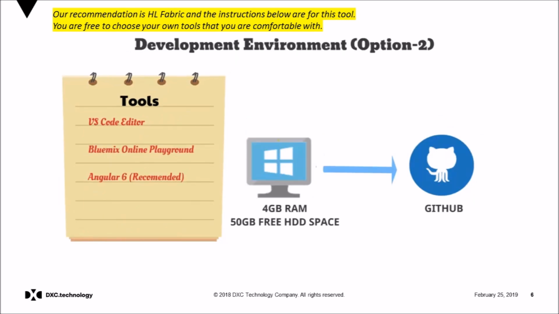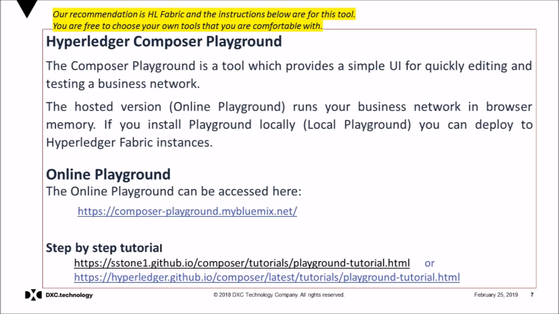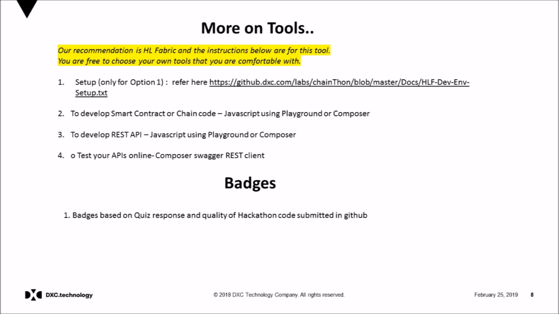In this option, you will be developing your chain code using the online playground development tool. While this may not be a long-term option, this is of use to get going quickly on Hyperledger blockchain development. This slide gives you some help and some links to get going with the online playground tool. Some more information from our side. If you are really going for option 1, the more intensive development environment setup, please refer to the link above.